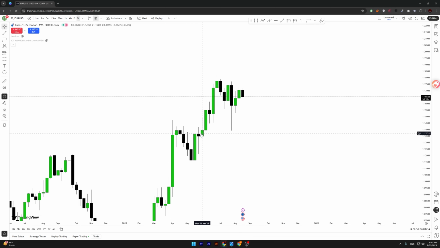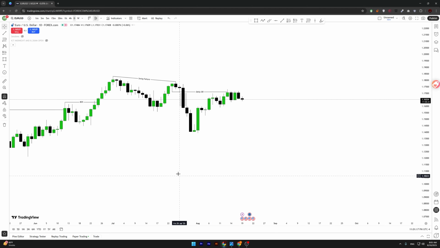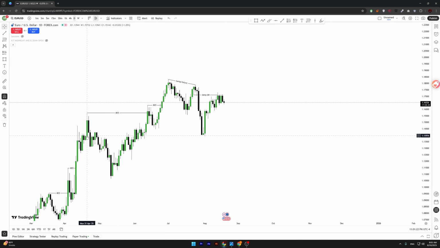I marked this zone and pointed attention to it on my Twitter account. So price came to this zone. This was the mitigation block, or you can say this was the order block, but I took this as a mitigation block because price took out this buy side liquidity and then came down and tapped this mitigation block. So price reacted from here, from this mitigation block that I marked on the weekly time frame.